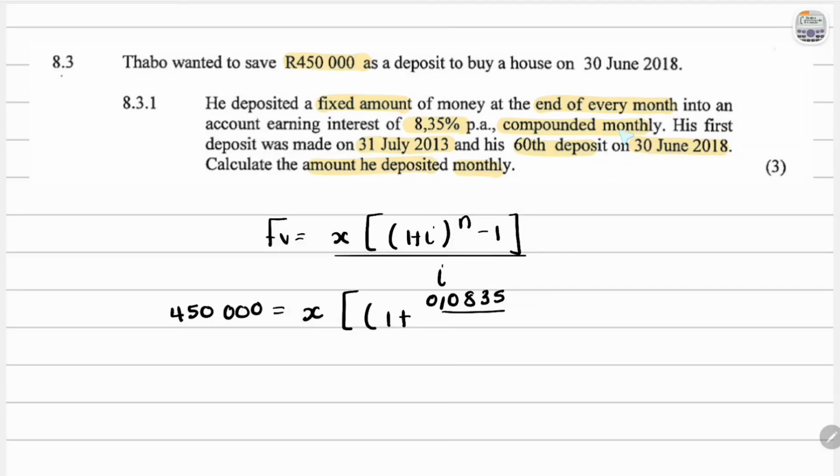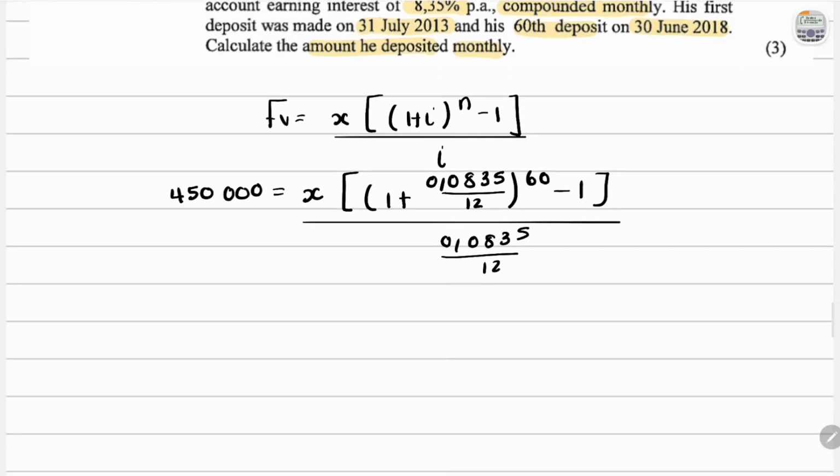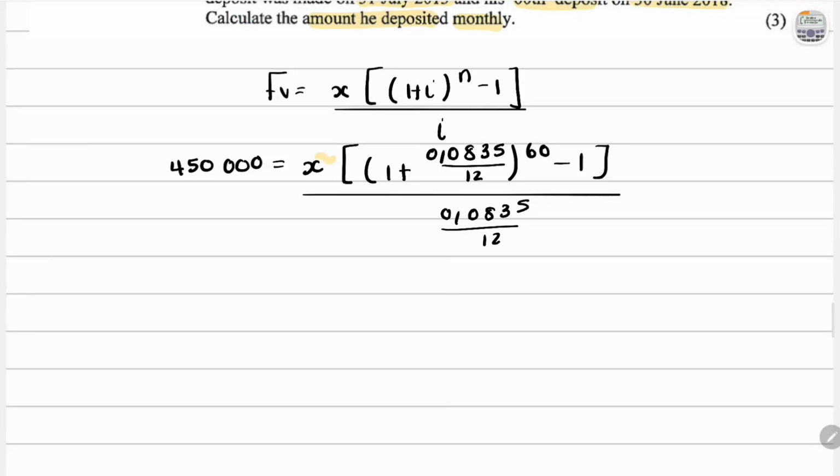0.0835 over 12 because it's compounded monthly. And then raised to the power of how many deposits did he make? That N value stands for the total deposits. He made 60. So that's going to be 60. And then minus 1 all over the interest, which is 0.0835 over 12. Okay, so this is a situation where we're looking for X and everything else is filled in.